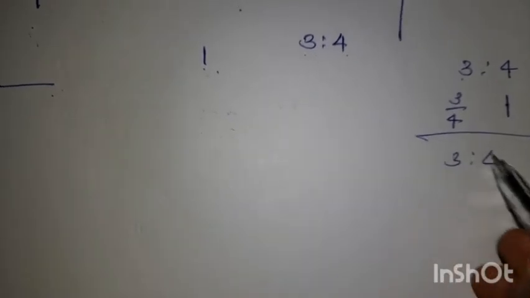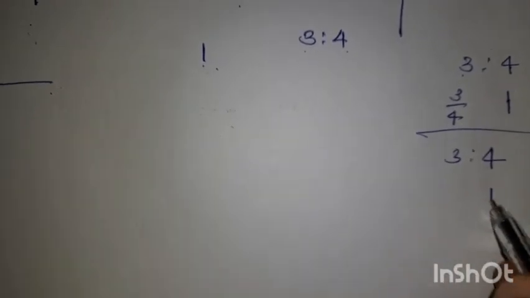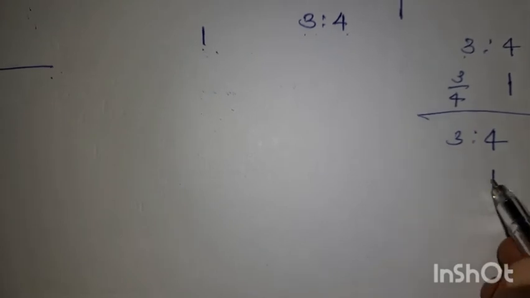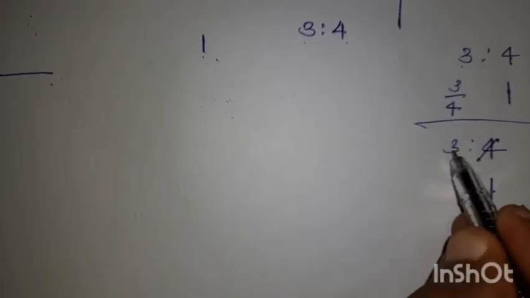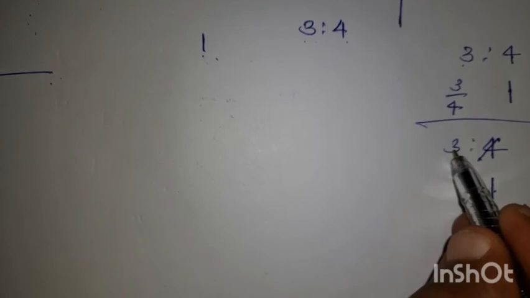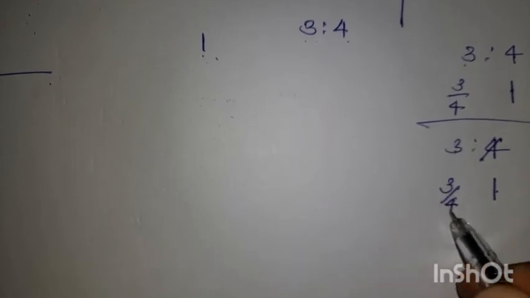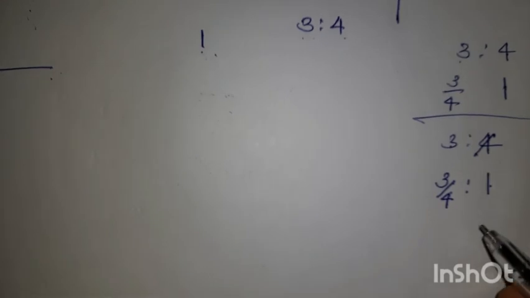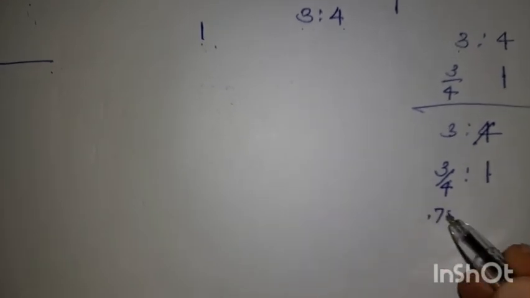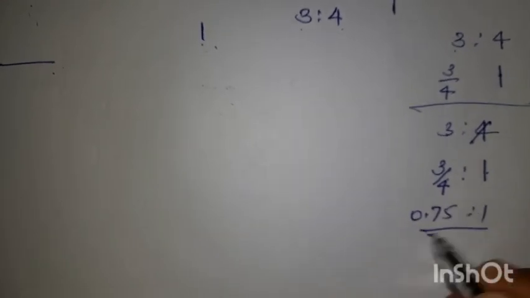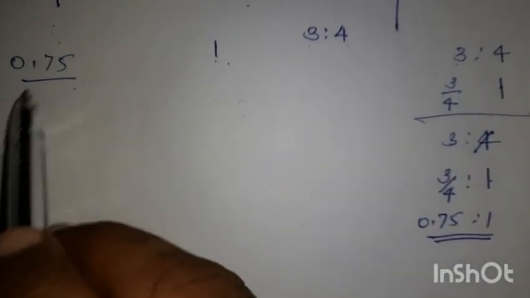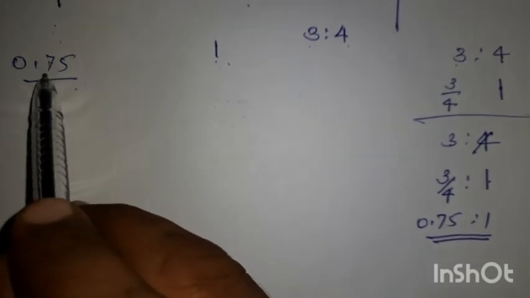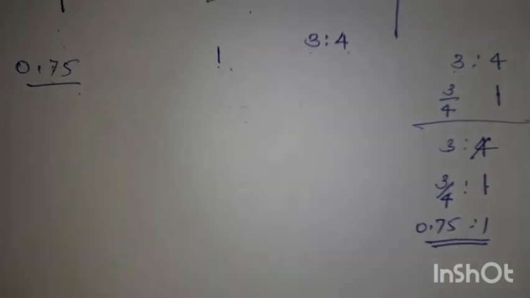3 is to 4 is the ratio. Length is given 1. That means length is divided by 4. Then only you got 1. That means you have to divide with the 4 here also. So 3 by 4. So 3 by 4 is to 1. 3 by 4 you can write as 0.75. So 0.75 is to 1. So the answer is 0.75. Or you can write 3 by 4. Because the ratio we are not writing in a fraction. That is why I wrote in decimal form.